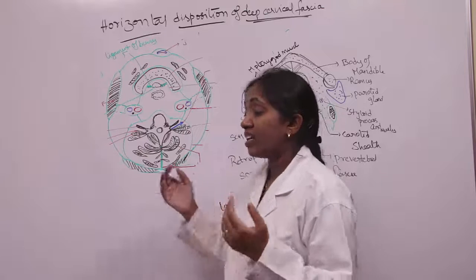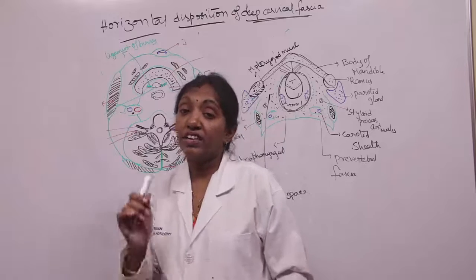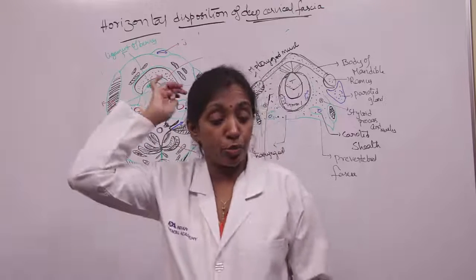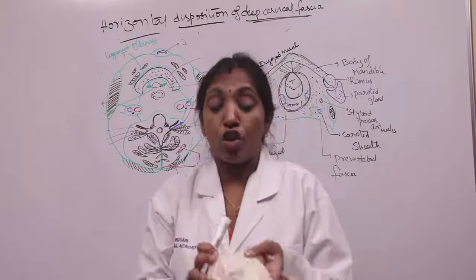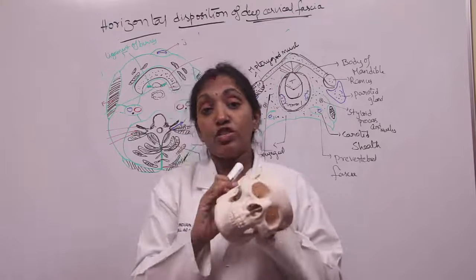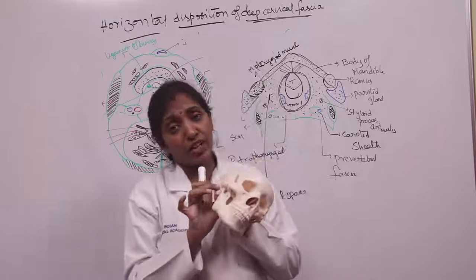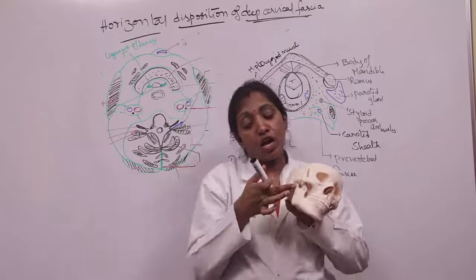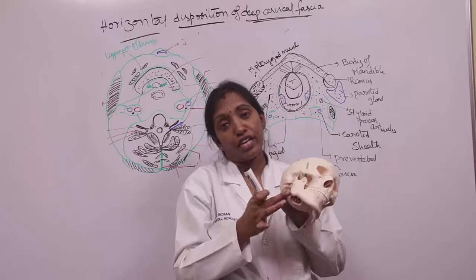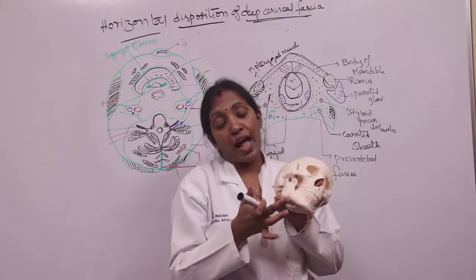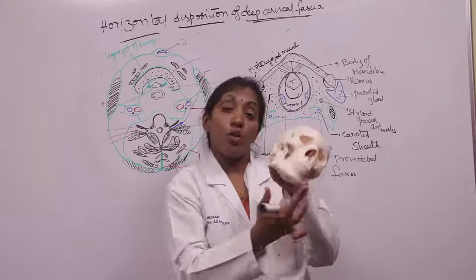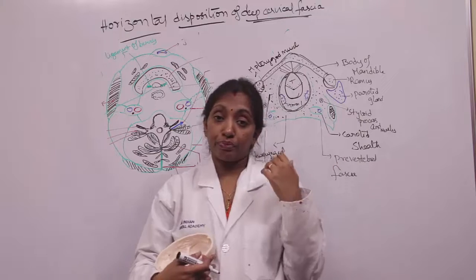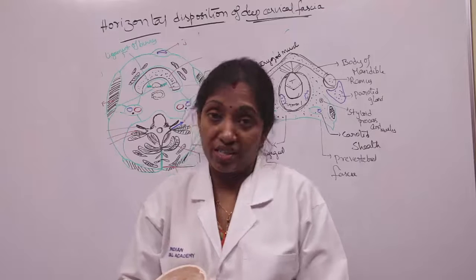Coming to the investing layer of the deep cervical fascia, it is attached to the external occipital protuberance and to the superior nuchal lines on either side of the external occipital protuberance. It is attached to the external acoustic meatus, mastoid process and lower part of the zygomatic arch. It is attached to the lower border of the body of the mandible, extending from the angle of the mandible to the symphysis menti, where it is continuous with the similar fascia of the opposite side.